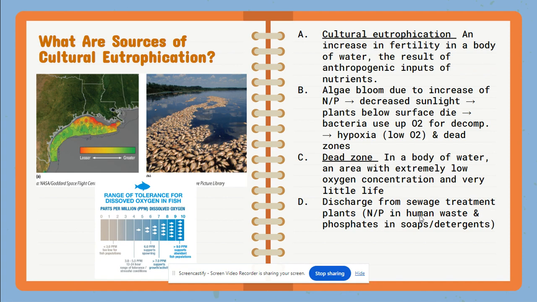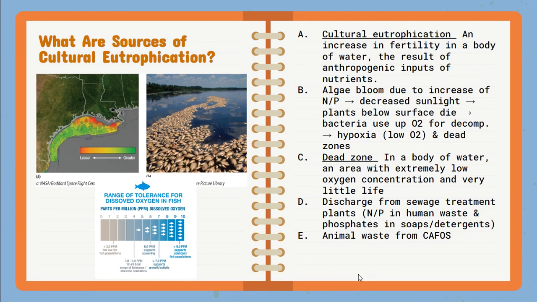Now, what kind of anthropogenic activities influence cultural eutrophication? That can be discharge from sewage treatment plants, right? If it's going to come from animal waste, human waste, soaps, detergents, all of those items tend to have very high concentrations of nitrogen and phosphorus. Can also come from a manure lagoon from a CAFO. Can come from synthetic fertilizers used on an agricultural field or even on your lawn.